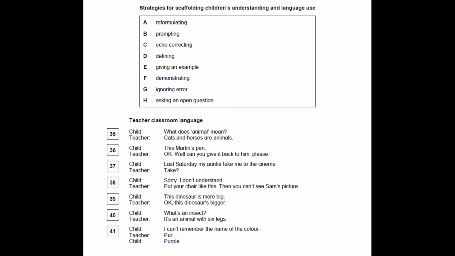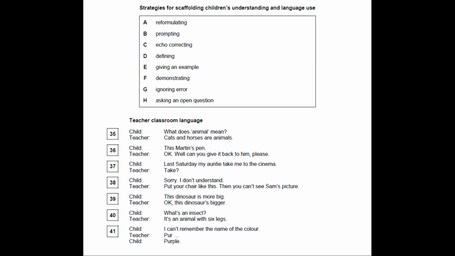36. The child says, "This Martin's pen." The teacher says, "Okay, well, you can give it back to him, please." This is ignoring error. 37. The child says, "Last Saturday, my auntie take me to the cinema." The teacher says, "Take." This is echo-correcting. 38. Child says, "Sorry, I don't understand." And the teacher says, "Put your chair like this, then you can't see Sam's picture."